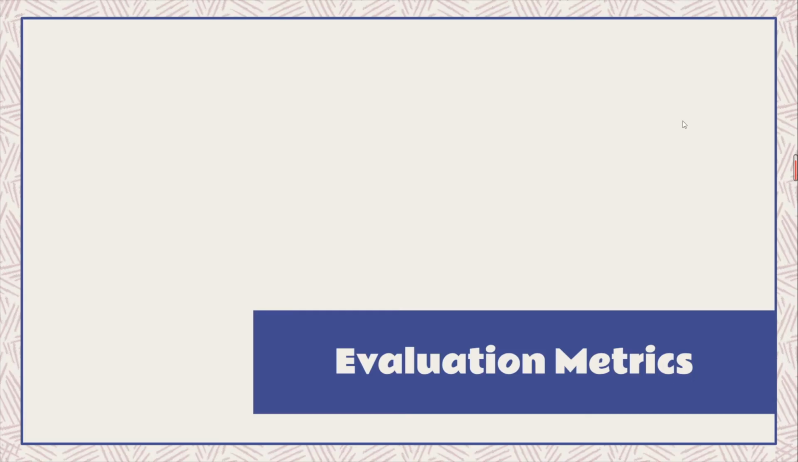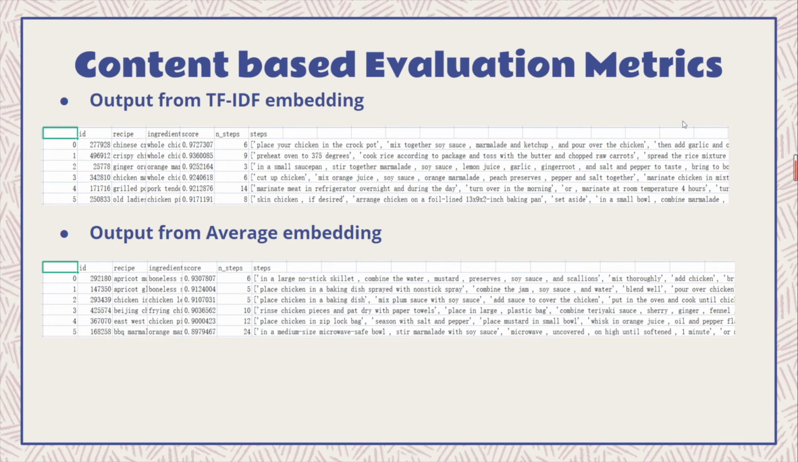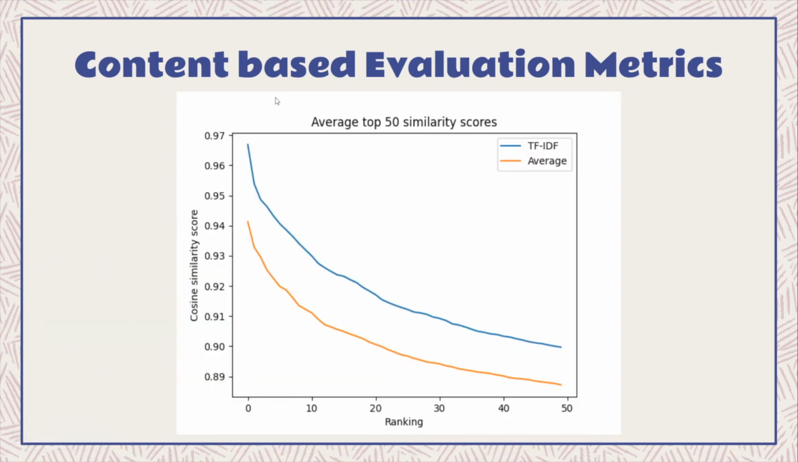After the demo video, here comes the evaluation matrix. The first part is for the content-based part, and here we show the two outputs from different embedding methods. And as you can see, the outputs are different for different embedding methods. They have different IDs here. So we plot a cosine similarity graph for the top 50 records we have gained. Firstly, as you can see, the TF-IDF methods have higher similarity scores. And secondly, the top 10 records here have very high similarity scores, so we think they should be considered as good recommendations.